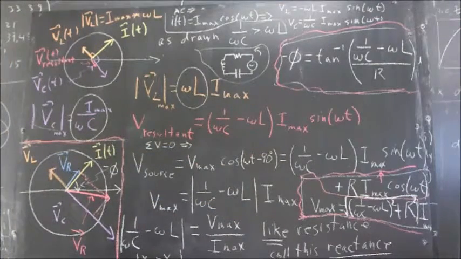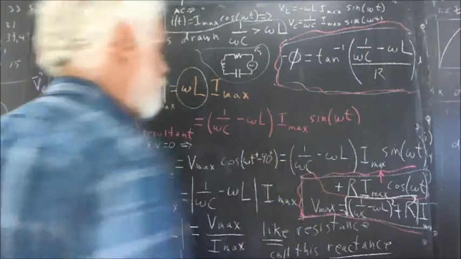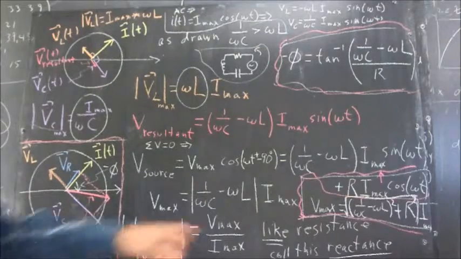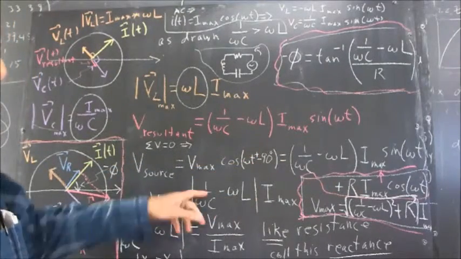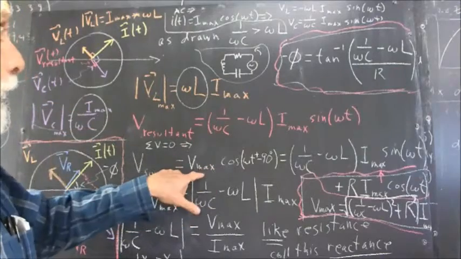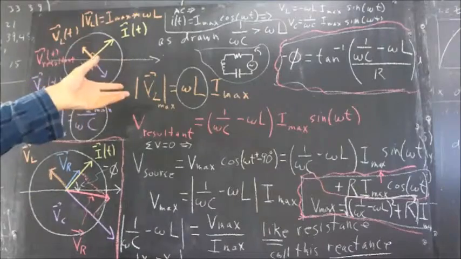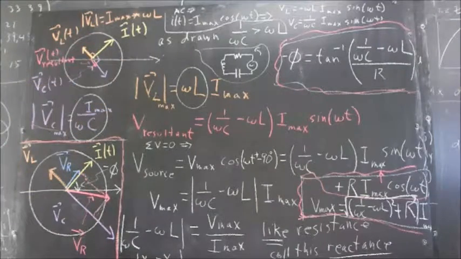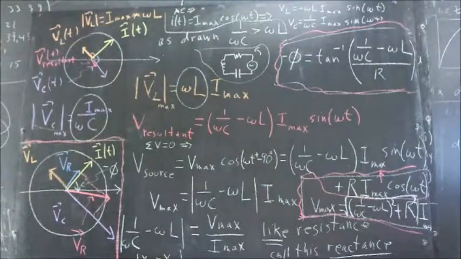So I'm going to kind of fix that by saying that's either plus or minus 90 degrees, and in analyzing the circuit, you would be able to figure out whether it's plus or minus. Okay, meaning that the source will be out of phase with the current by 90 degrees. Whether it's 90 degrees ahead or 90 degrees behind depends on whether this quantity is positive or negative.